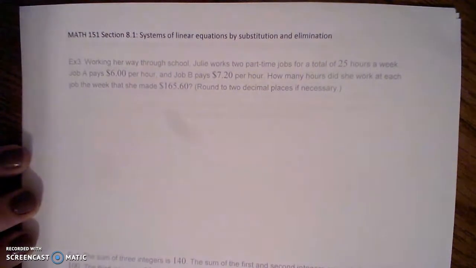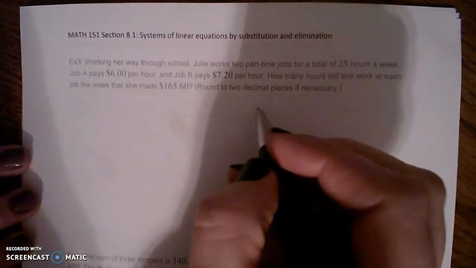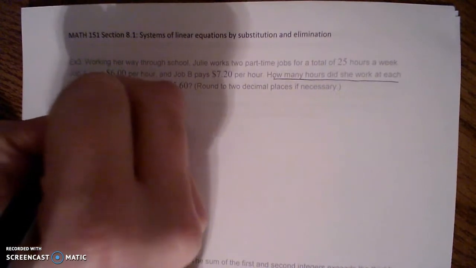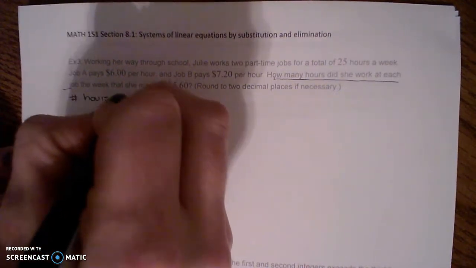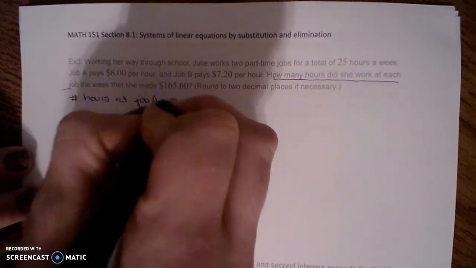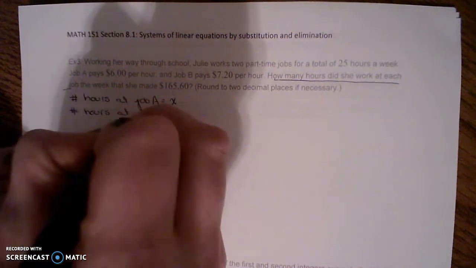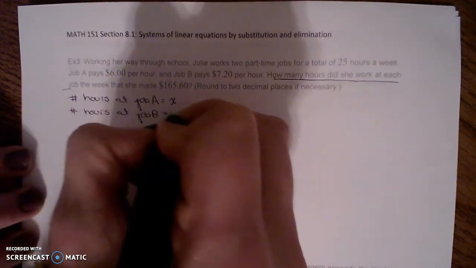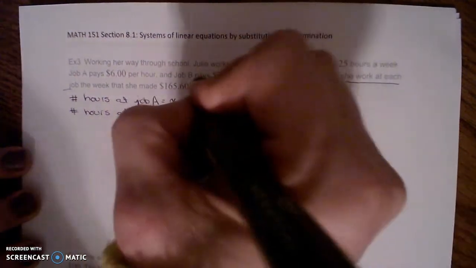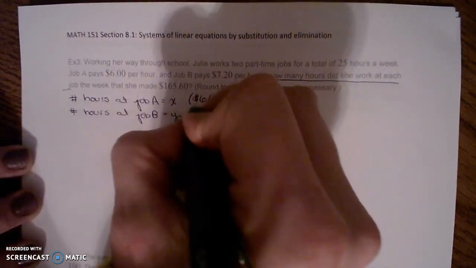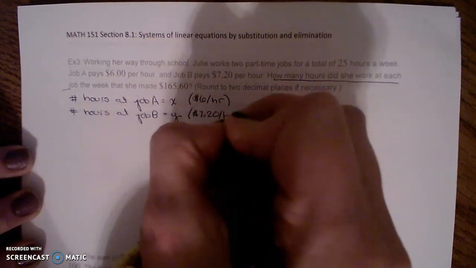So we have to write down the 2 unknown variables, which is how many hours did she work at each job, right? So number of hours at job A, let's let that be X. And the number of hours at job B, let's let that be Y. And remember that job A is $6 per hour, and job B pays $7.20 per hour.